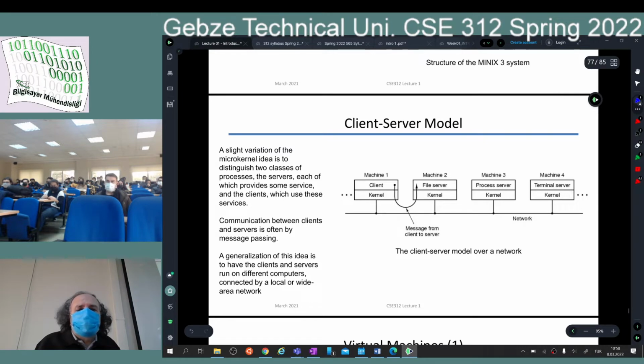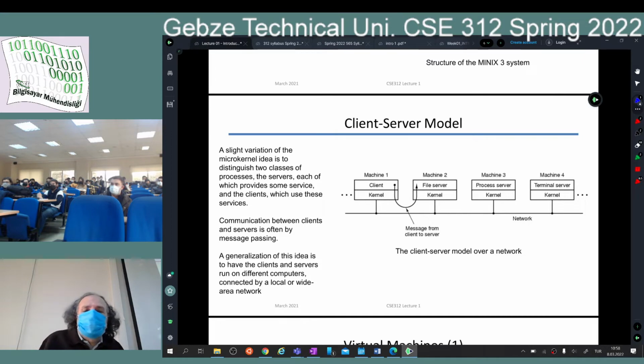This is called the client-server model. Most of the time, these clients and servers run on the same machine, but it is okay to separate them into different machines, and these are called distributed operating systems. If you put them in different physical machines connected by a network, distributed operating systems are much more robust against software-related crashes, and also hardware-related crashes. So this is the client-server model.